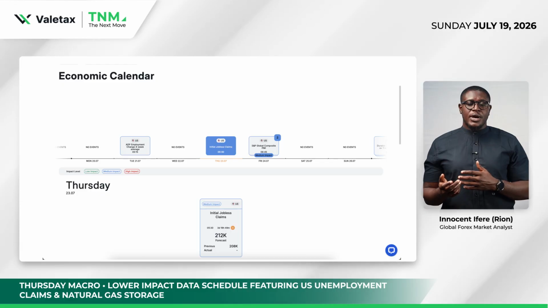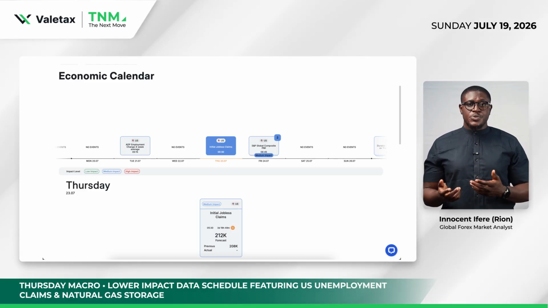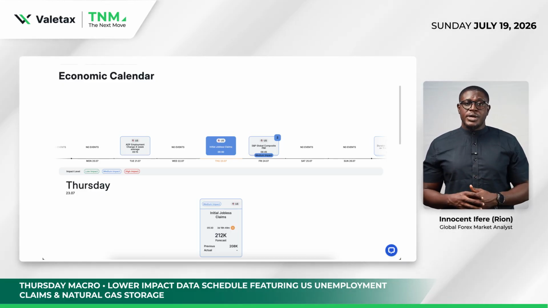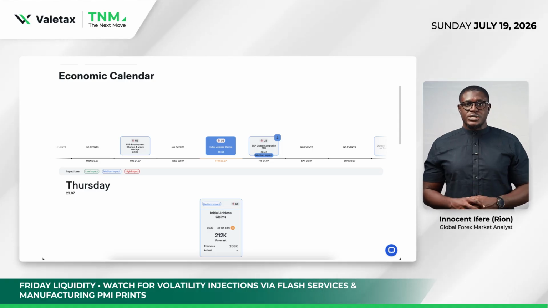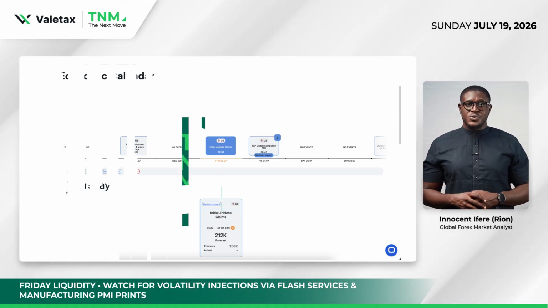Remember, charts are only just a footprint of the market, and fundamentals and macro hold a very strong foundational basis for the movement of prices in the market. Although no major high-impact macros this week, there are some macros to still be paying attention to. We have the unemployment claims on Thursday and the natural gas storage statistics on Thursday as well. And on Friday, we have the flash service and manufacturing PMI for the USD. These are the macros for this week.